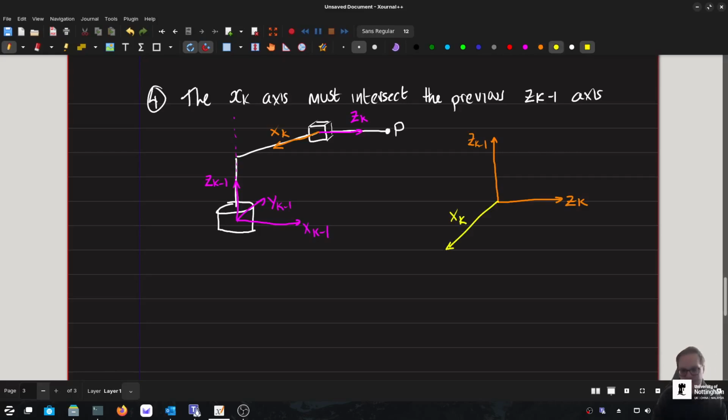If we draw that in, that's where it would be. Then you can complete it, so y would be upwards in this case. Wait, have I got it right? No, downwards. Sorry, yes, downwards. I think I made that same mistake in the lecture. So completing the right-hand set, you would find that y_k was this way. You just have to generally make sure it intersects with the previous axis if you can. And those are the rules. Pretty straightforward.